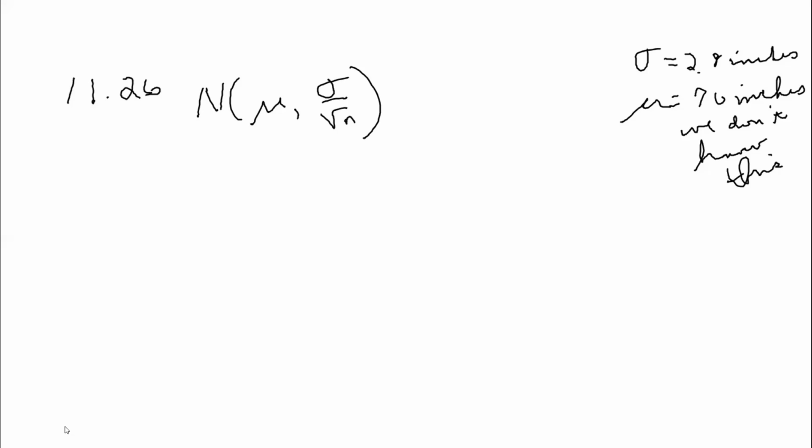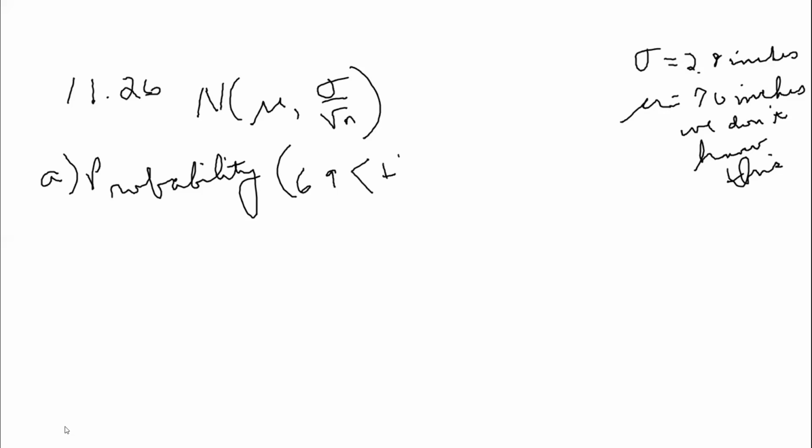Okay, so in part A, we're looking for the probability that the heights H are between 69 inches and 71 inches. So we write it like this. There's our H. That looks like this when we put it in a formula: 69 less than H less than 71.